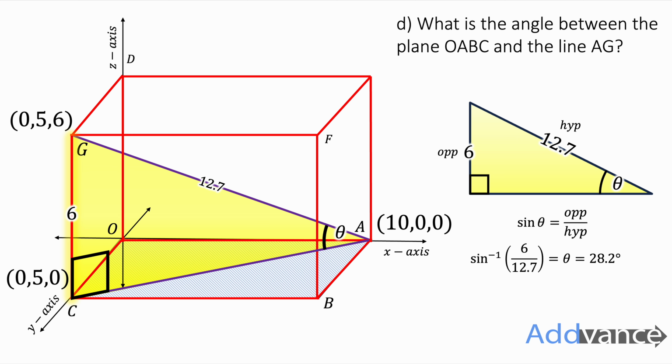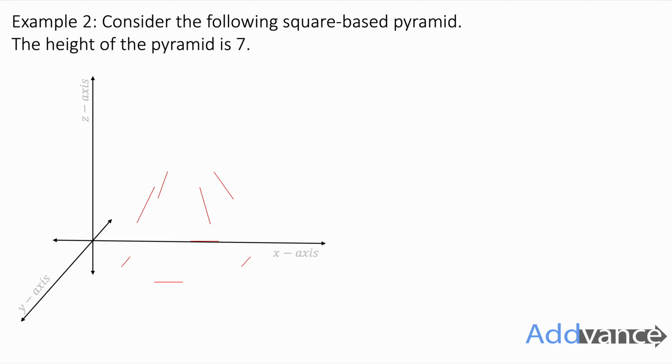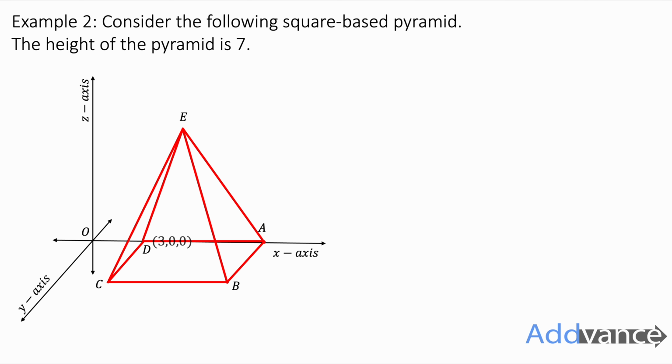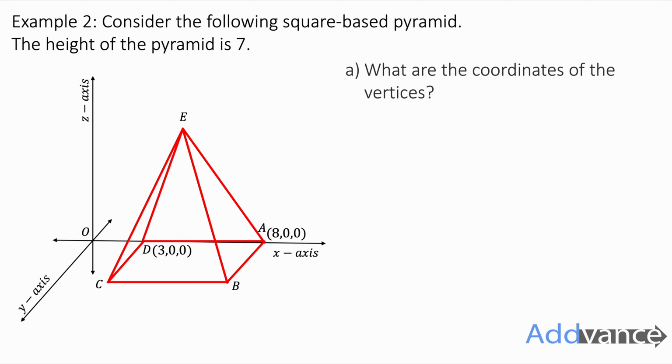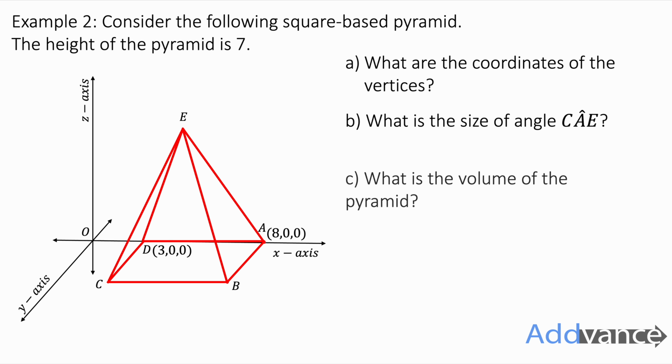Let's now have a look at question 2. It says, consider the following square-based pyramid. The height of the pyramid is 7. What are the coordinates of the vertices? What is the angle CAE? And what is the volume of the pyramid?